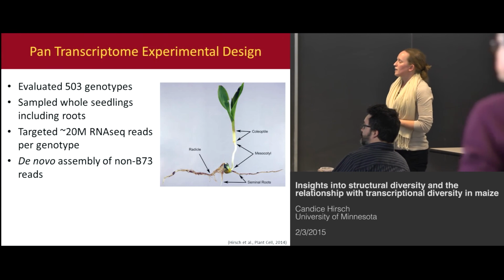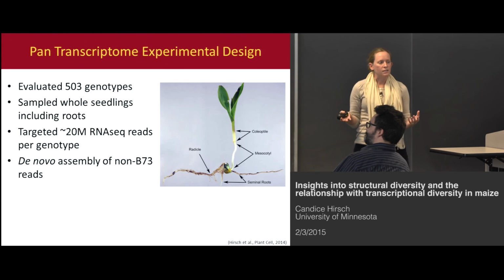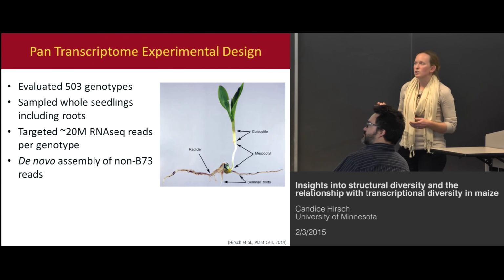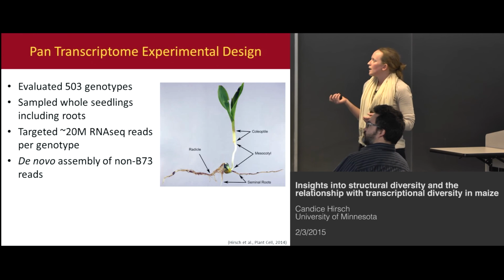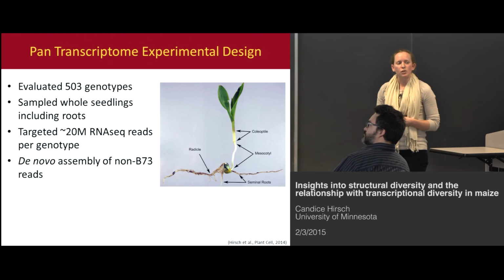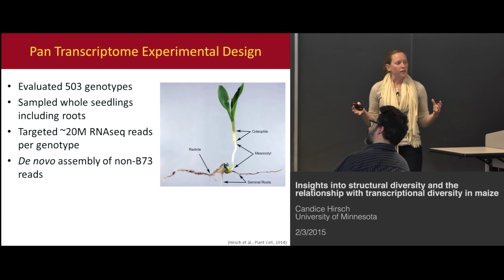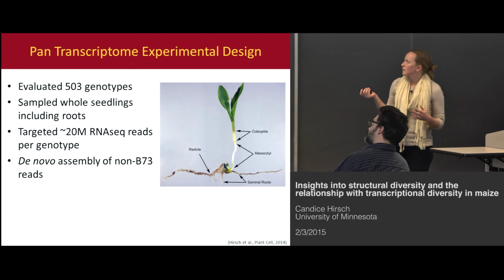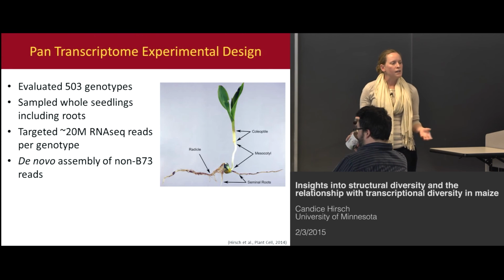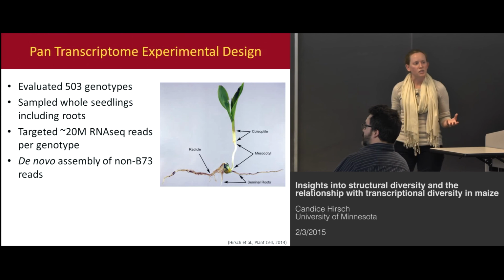Okay, so to look at the pan-transcriptome in maize and start to evaluate diversity in the context of a pan genome and transcriptome, we looked at 503 diverse genotypes. We sampled whole seedlings, including the roots, at V1 at this stage here. And the reason we chose this is because in a previous study of looking at 80 tissues throughout development in B73, we saw that seedling at V1 had the largest number of genes that were expressed. And so if we assayed the seedling, we would be able to touch the maximum number of genes with a single tissue type.